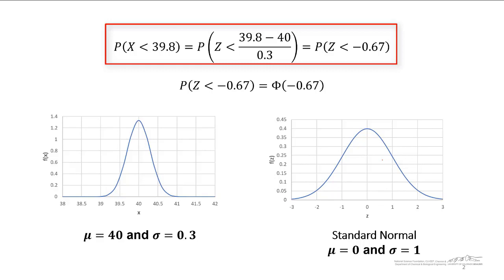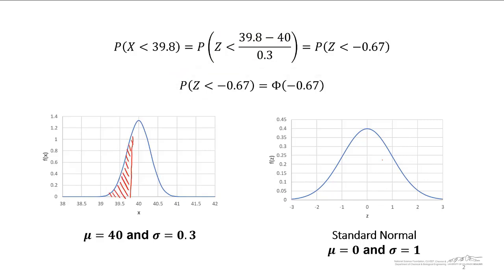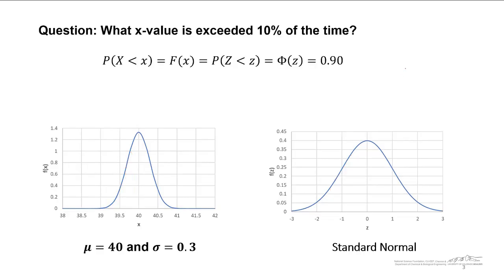We standardized this, in other words, converted it to a standard normal variable z by taking 39.8, subtracting the mean of 40, quantity divided by 0.3, and that's the same as the probability that z is less than negative 0.67. In other words, the probability that x is less than 39.8 is this region shaded red, and that's the same because the area underneath both of these curves is exactly 1. That's the same as asking what's the probability that z is less than negative 0.67. When we looked this up in a table, the cumulative up to negative 0.67 was about 0.251. Now we're going to take the inverse of this.